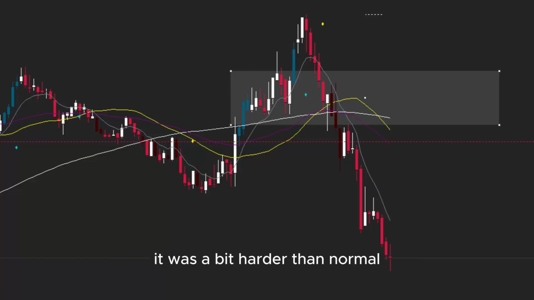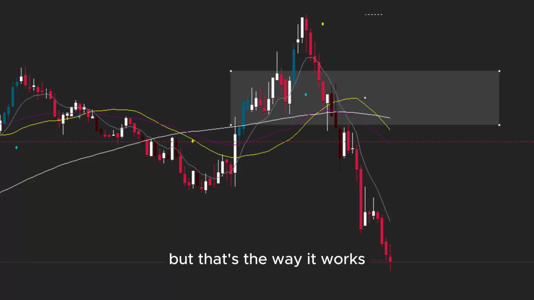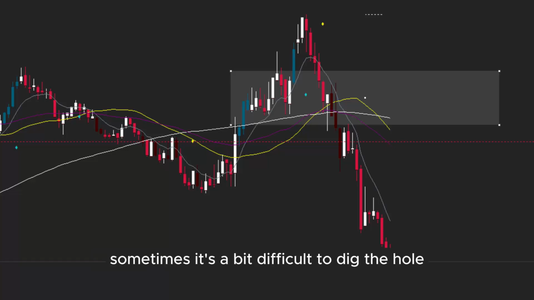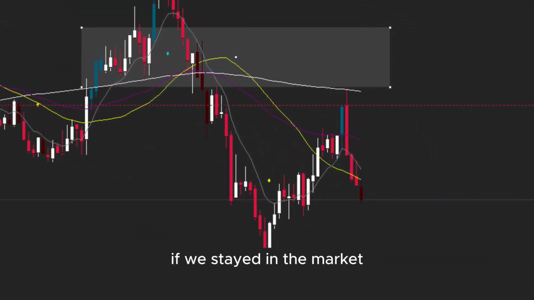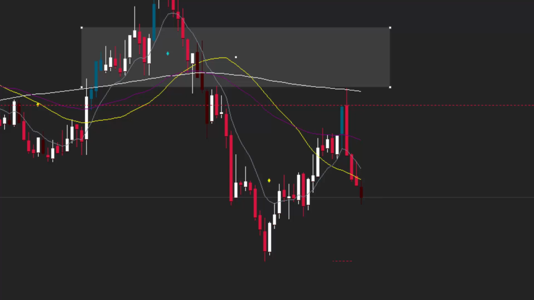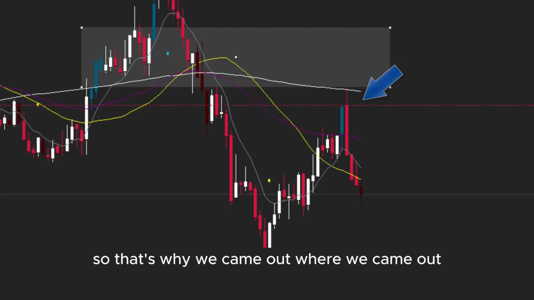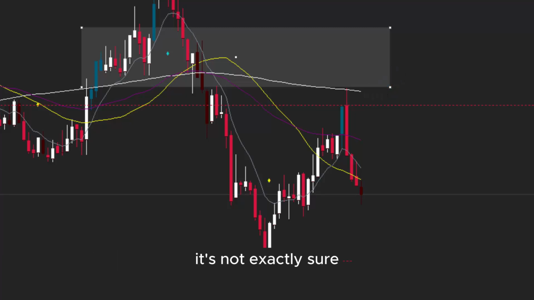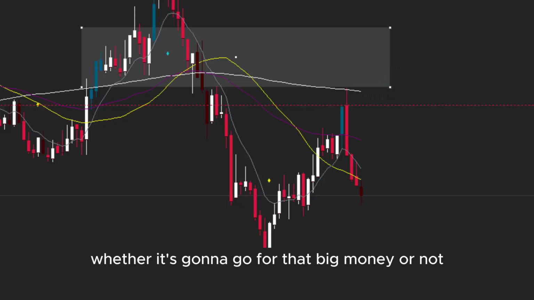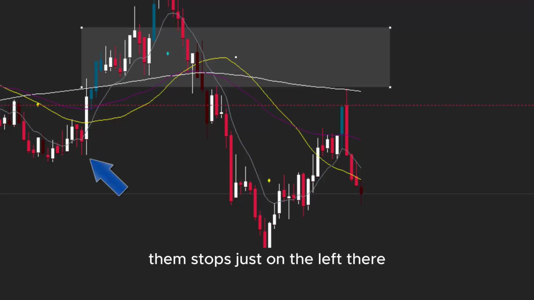It was a bit harder than normal, because normally we can just get away with one trade and leave. But that's the way it works. Sometimes it's a bit difficult to dig the hole. Sometimes it's easier. You can see what would have happened if we stayed in the market. The market would have reversed on you and taken your stop, and you would have been out with nothing. Because remember, we put our break even there. So that's why we came out where we came out. It's not exactly sure whether it was going to go for that big money or not, but we do know that they were actually going for them stops just on the left there.